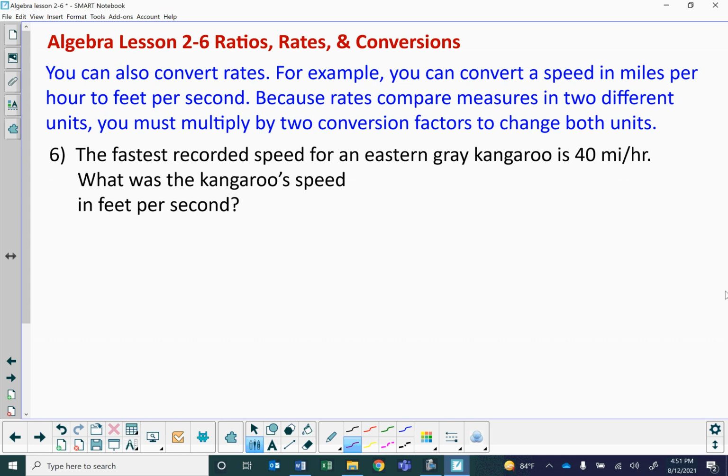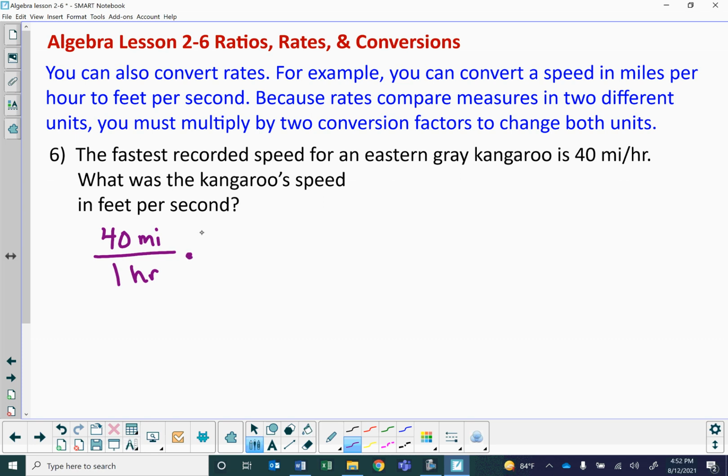The fastest recorded speed for an eastern gray kangaroo is 40 miles per hour. What is the kangaroo's speed in feet per second? I don't know why the "in feet per second" didn't go up with speed. Who knows? All right, what is the kangaroo's speed in feet per second? So we have 40 miles per hour, 40 miles in 1 hour. And we have to convert miles to feet, and we have to convert hours to seconds. Okay, so let's convert the miles to feet.